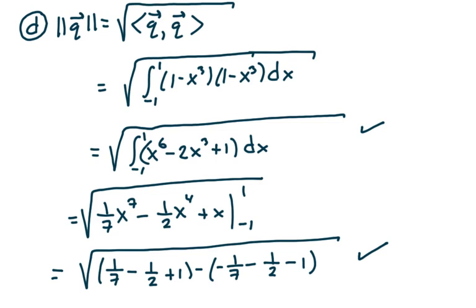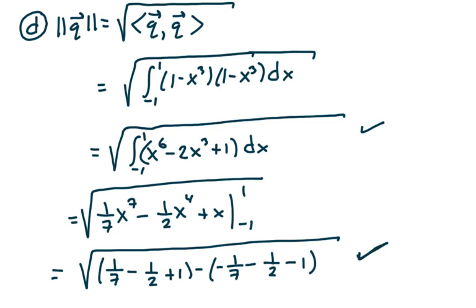But that's the square root of 1/7 x to the 7th minus 1/2 x to the 4th plus x evaluated from -1 to 1. So, like before, I'm going to apply the fundamental theorem. I'm going to replace x with 1, and when I do that, I get 1/7 minus 1/2 plus 1. Then I'm going to replace x with -1, and when I do, I get -1/7 minus 1/2 minus 1, and then I subtract the results, and then I put everything under the radical.